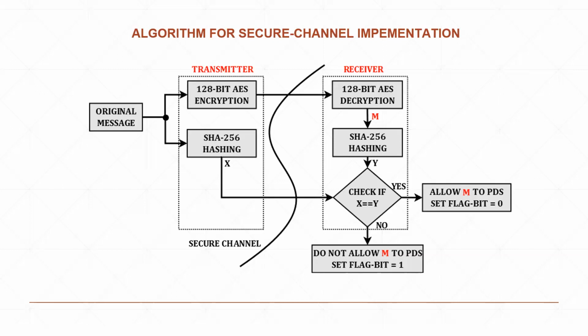fed to the 128-bit AES decryption algorithm to produce a 4-bit output, which is hashed again using the SHA-256 algorithm to produce an output hash Y. This output hash is compared with the last 256 bits of the 384-bit input we have given to the receiver, which is X, and they should be equal when the data is not manipulated. Based on this comparison, the algorithm will decide whether the 4-bit decrypted output is trustworthy to enter the mini PDS. In the coming slides, I will briefly explain the working of both algorithms.